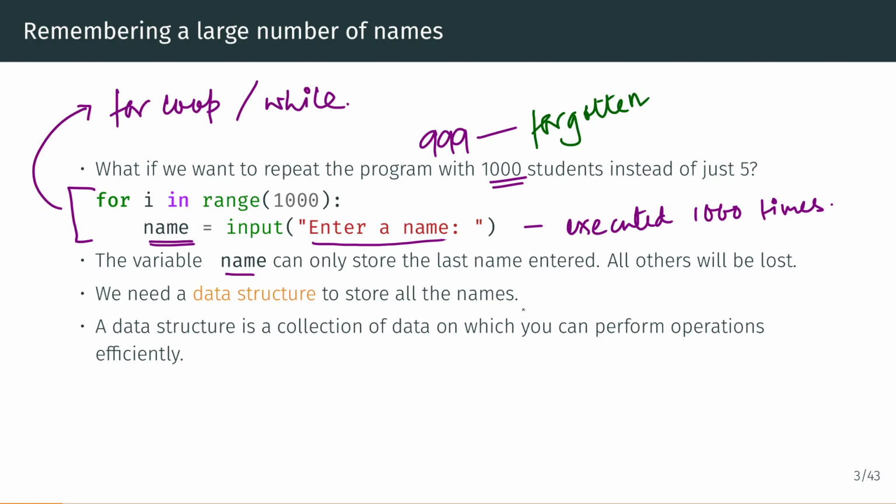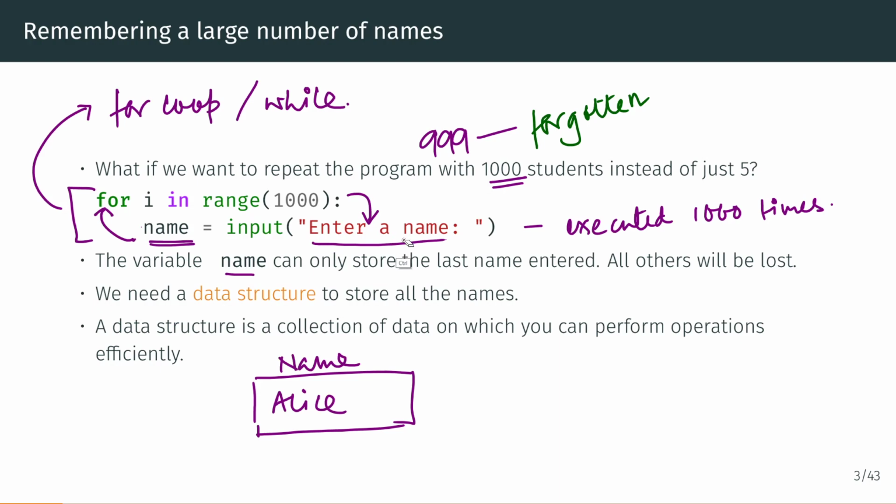Okay, the first 999 names would be forgotten, and all it would remember is the last name. Essentially, what's happening here is you have a variable called name, and you keep overwriting this variable inside a loop. So the first name is Alice, right? Okay, that's fine. And then you go back to the loop, and you come back to this statement in a loop, and then you enter a different name.